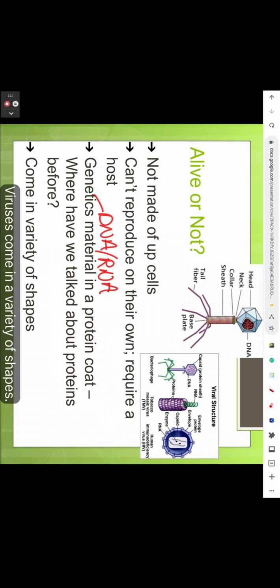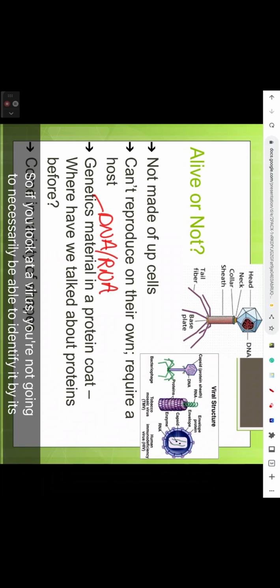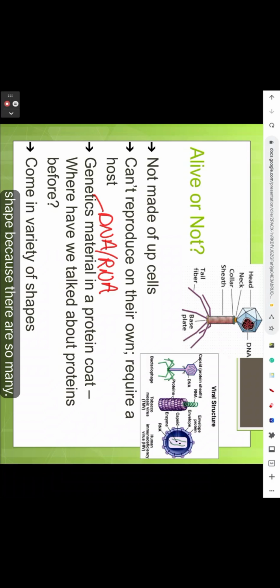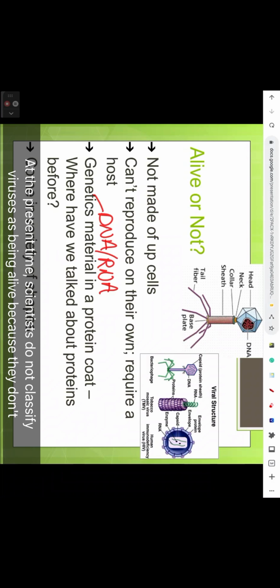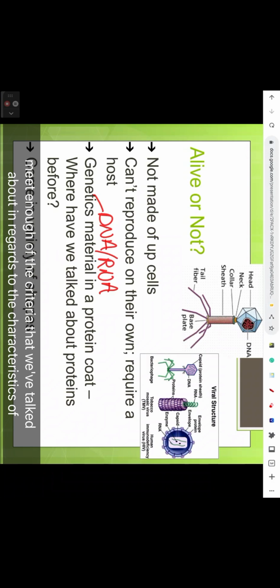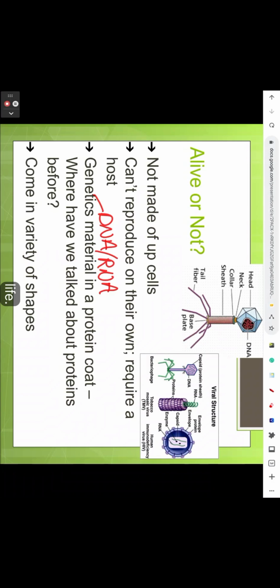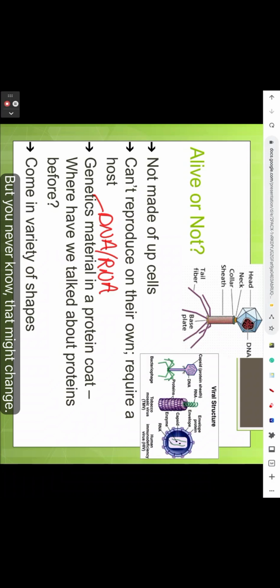Viruses come in a variety of shapes. So if you look at a virus, you're not going to necessarily be able to identify it by its shape because there are so many. At the present time, scientists do not classify viruses as being alive because they don't meet enough of the criteria that we've talked about in regards to the characteristics of life. But you never know, that might change.